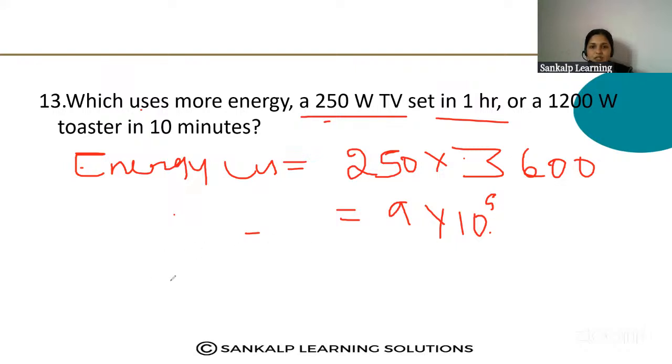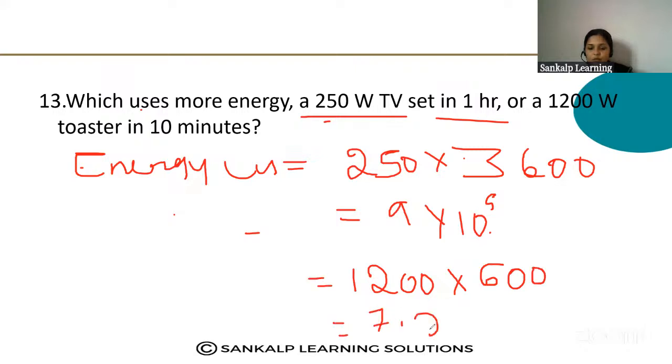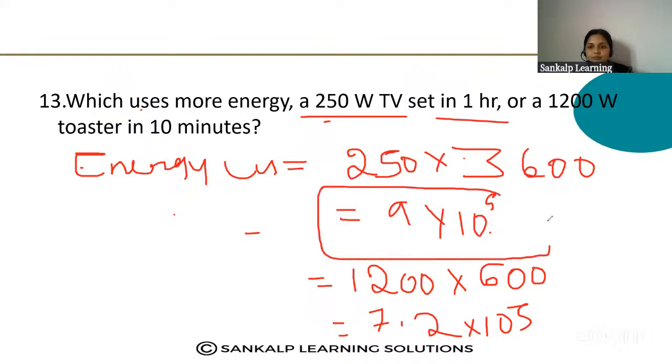Then the energy consumed by the 1200-watt toaster in 10 minutes. 10 minutes means 600 seconds. So that is equal to 7.2 into 10 raised to 5. Okay. So which uses more energy? The energy used by the TV set is 9 into 10 raised to 5, which is more, so the 250-watt set running for 1 hour uses more energy.